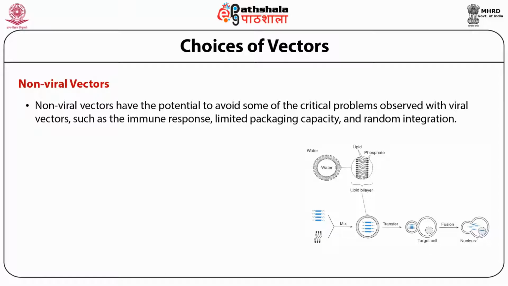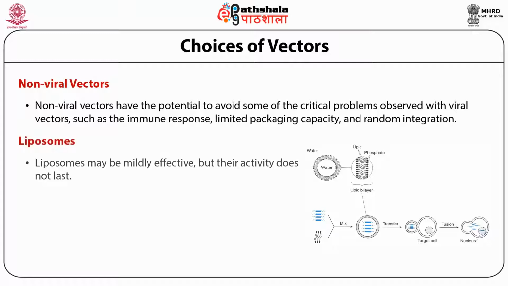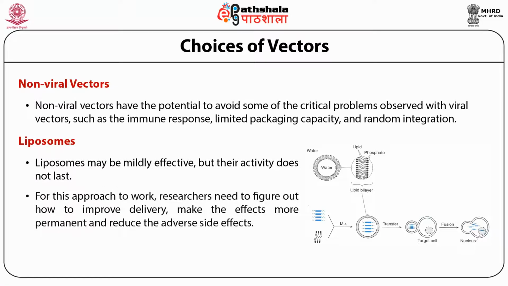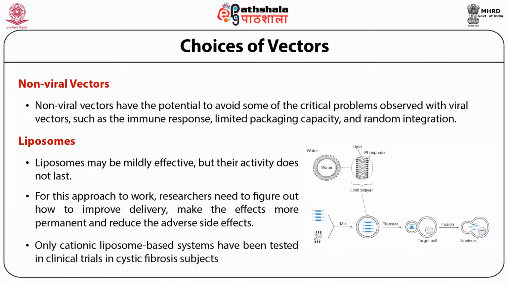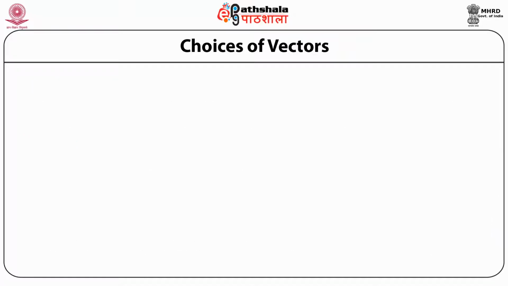The first type of non-viral vector is liposomes. It may be mildly effective, but the activity does not last. For this approach to work, researchers need to figure out how to improve delivery, make the effect more permanent, and reduce adverse side effects. These liposomes are at different stages of investigation. To date, only cationic liposome-based systems have been tested in clinical trials, and that too in cystic fibrosis subjects. The second type of non-viral vector is naked DNA.